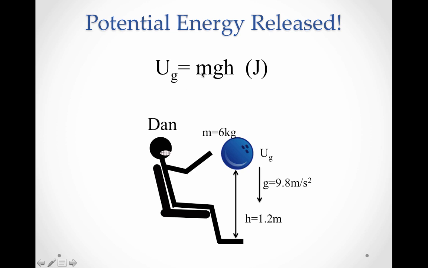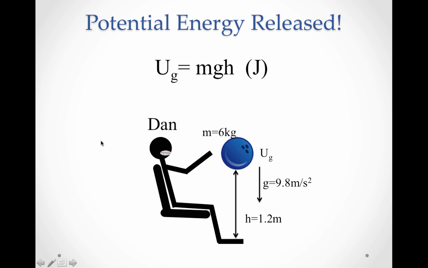And potential energy is equal to the mass of the object, in this case a bowling ball, times the acceleration due to gravity, 9.8 meters per second squared, and then how high the bowling ball is raised plays a role as well. Remember, potential energy is the energy due to position or arrangement. So the arrangement of the bowling ball above Dan's foot is what's causing Dan's concern. And also remember that all energy is measured in joules.